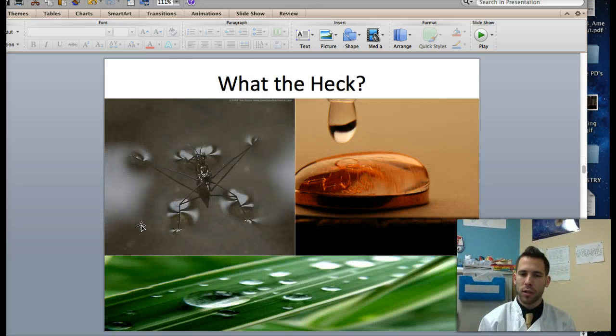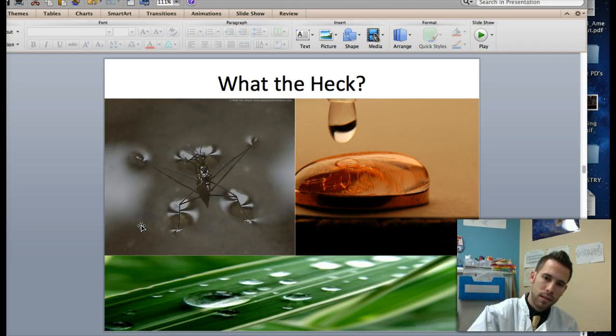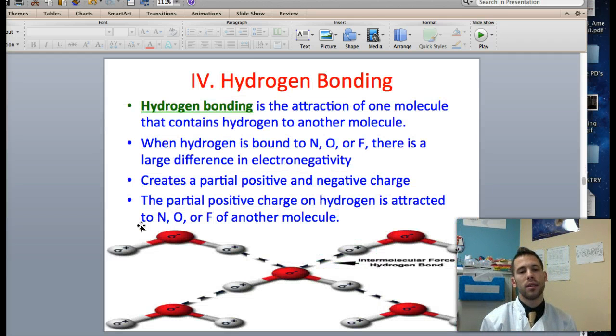The last one we want to focus on is the intermolecular force that holds water together. We know that water has some weird properties, but what the heck? What is it that does this? This is known as hydrogen bonding. And hydrogen bonding is the strongest intermolecular force that we're going to talk about. It's the attraction of one molecule that contains hydrogen to another molecule.